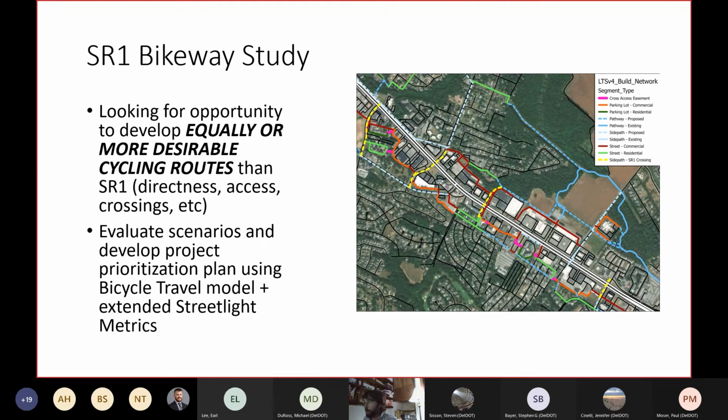For those of you that have biked around Route 1, even people who are driving around Route 1, you probably know you don't always get on Route 1 to get up and down Route 1. There's a lot of parking lots and cut-throughs, and the same can be said about cycling, right? So we're looking for equally or more desirable routes than Route 1.